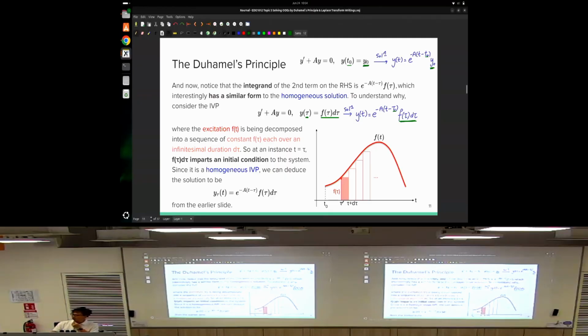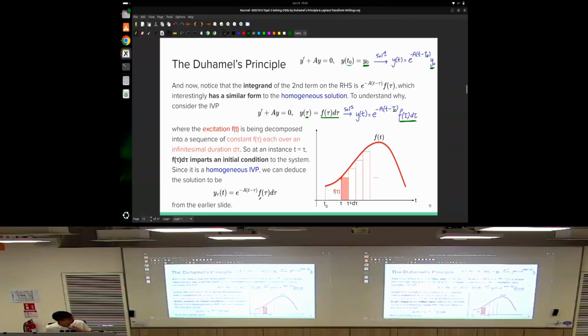Now at t equals tau, you take f tau times d tau. That means it's like you are imparting a force times a short time. So what is it? Momentum. That means you give a momentum, or what we call impulse, to the system at time t equals tau. Then the solution of the system in response to this impulse is this.